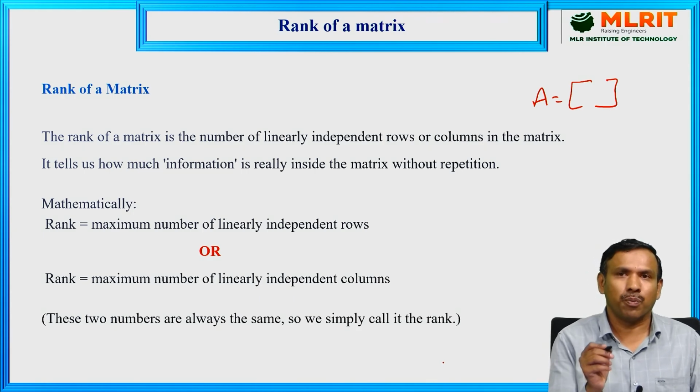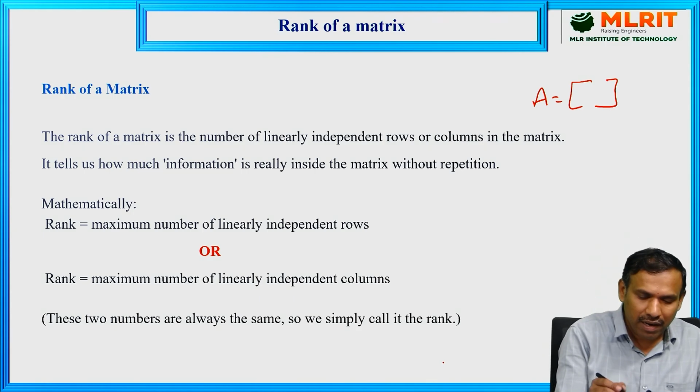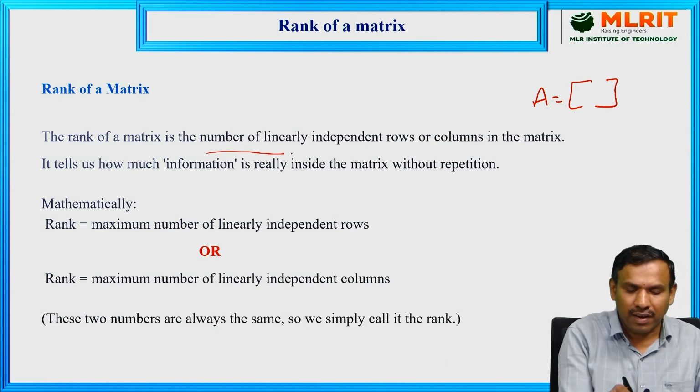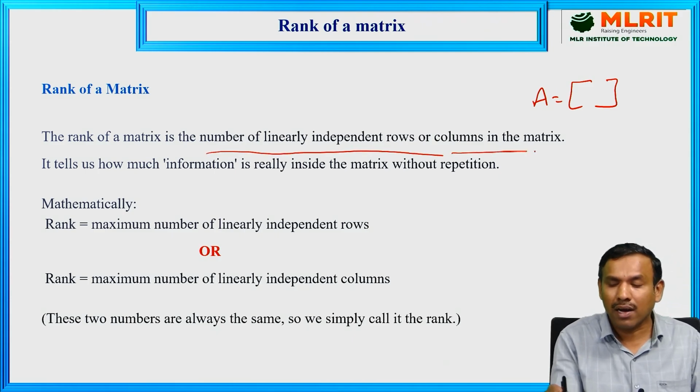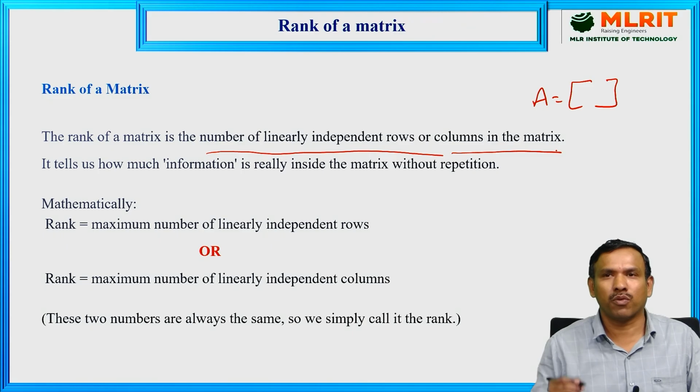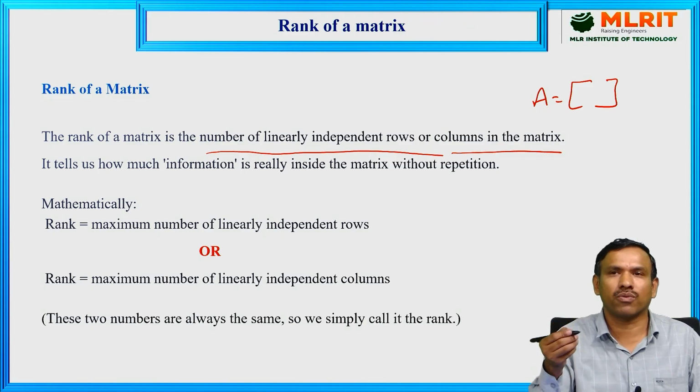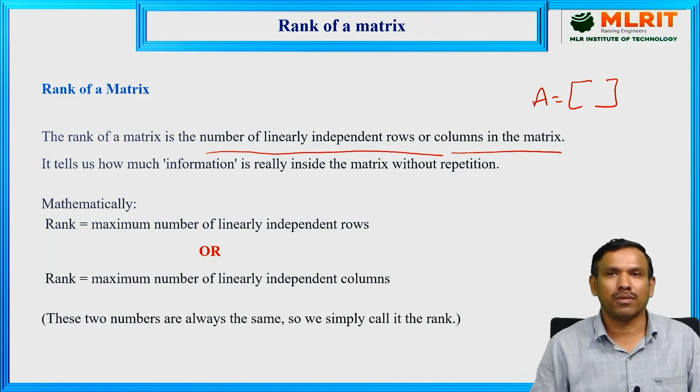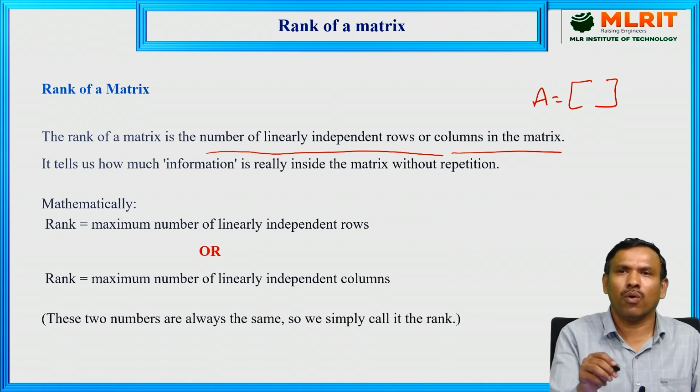So here, to say precisely, the rank of a matrix is generally the number of linearly independent rows or columns of the matrix. Suppose a matrix has 4 rows, 3 rows or 5 rows. In that, how many are linearly independent? One row will not depend on another row. So no relation. Dependent means one row and another row have a relation.